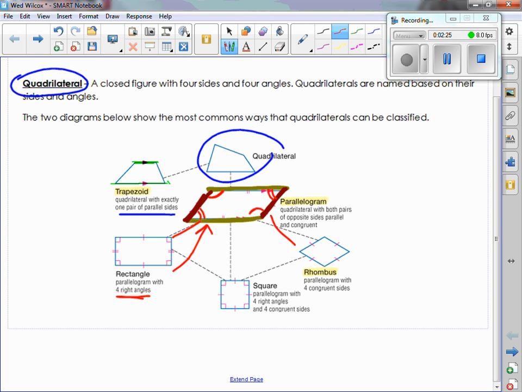A rhombus is also a parallelogram. A rhombus has 4 congruent sides. So a rhombus is very similar to a square. 4 congruent sides, although it does not have to have the 4 right angles like a square. A square is very specific. It's a parallelogram with 4 right angles and 4 congruent sides.